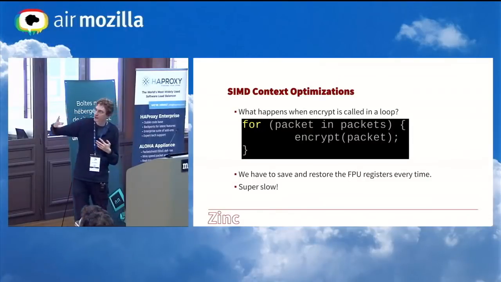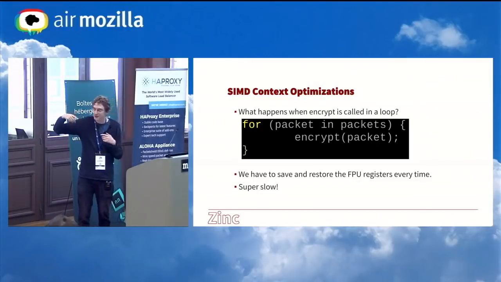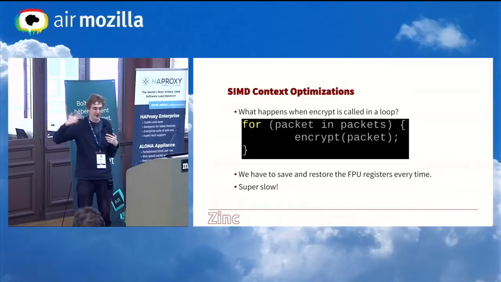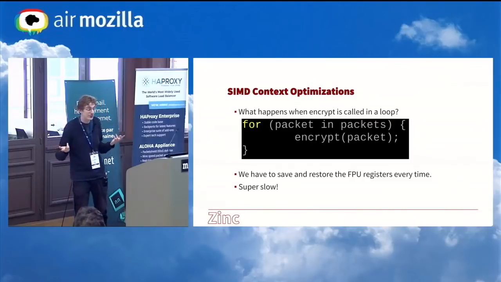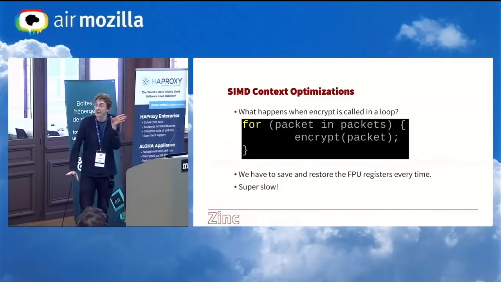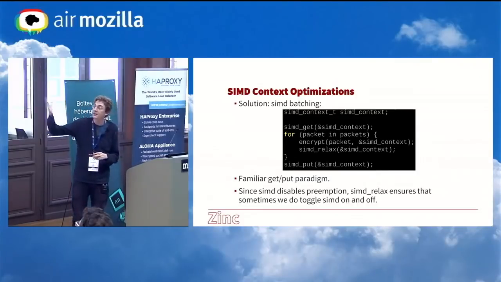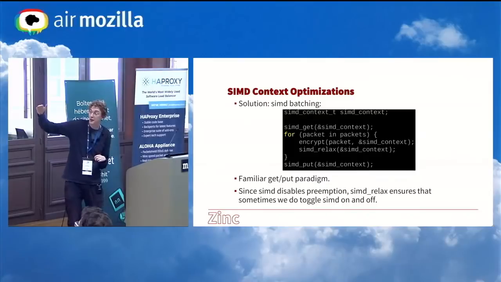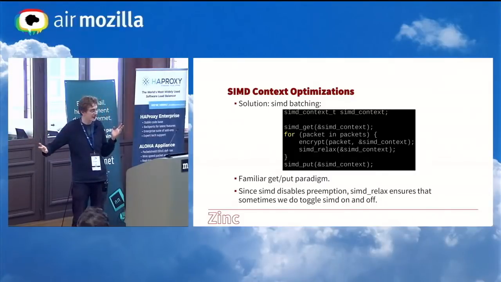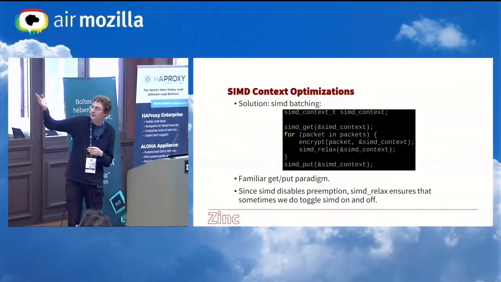But what happens when you've got a bunch of packets and you're calling this in a loop? This means you're toggling the FPU on and off. You're calling xsave, xrstor, xsave, xrstor over and over and over. So it becomes really slow. In fact, what we would want to do is hoist those begins and ends outside of the loop, but do so in a general way. So we have SIMD batching, where now there's a SIMD context. And you can get the context and you can put the context, which is a very similar paradigm to a bunch of other things in the kernel. Then you iterate through the packets, you encrypt, passing it the SIMD context.